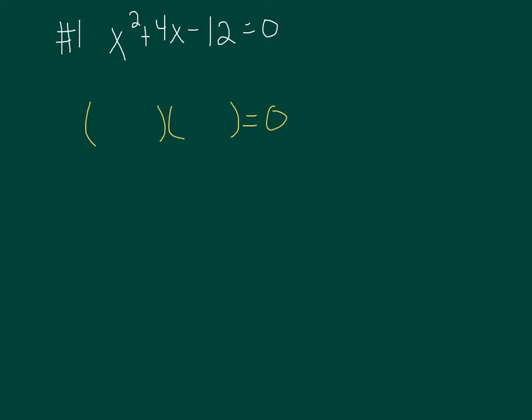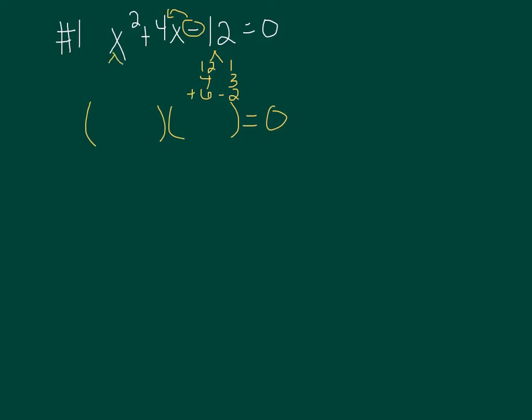What multiplies to get 12 but subtracts to get 4? Let's see here. 12 and 1, no, that won't work. 4 and 3, no, that won't work. What about 6 and 2? Can we make a positive 4? Yeah, if the 6 is positive and the 2 is negative.